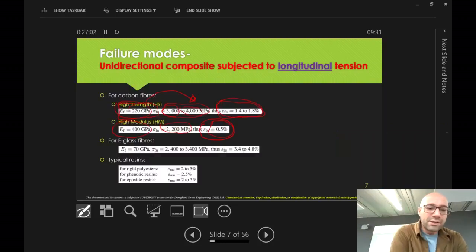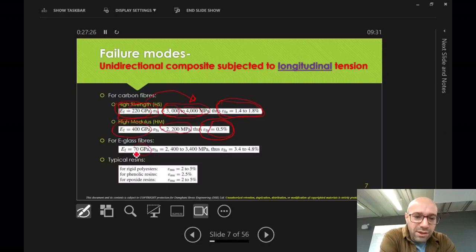Let's have a look at the e-glass. What was e-glass, by the way? Do you remember that? Electronic glass, yeah. So it's good for electrical insulation. And we had another one which was called what glass? Remember that? S-glass, structural glass, yeah, which they use for wind turbine applications.